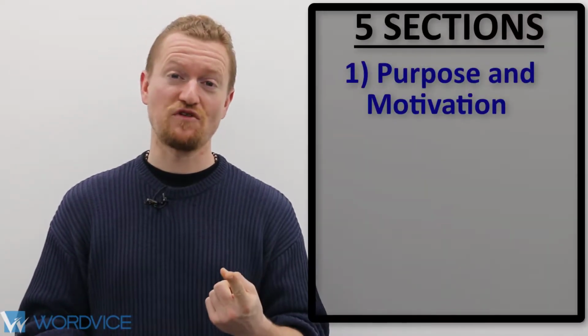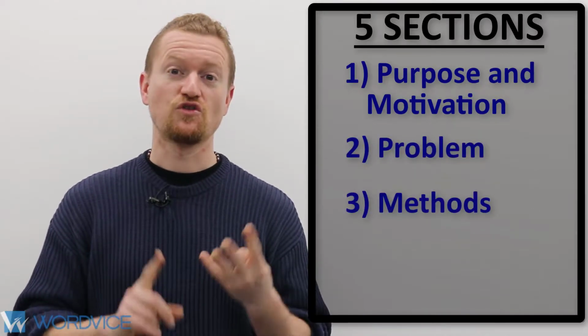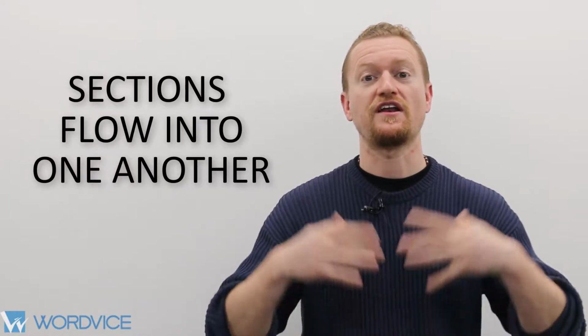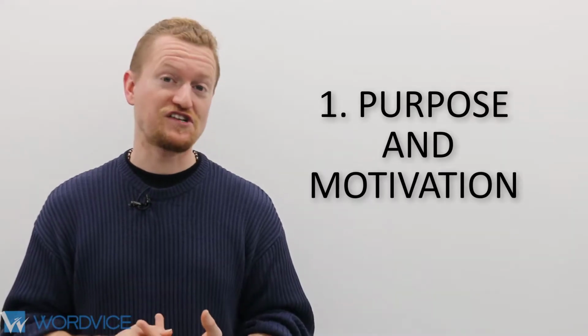Now let's talk about the structure of the abstract. An abstract is essentially a summary of your paper and contains 5 sections. These sections are the purpose and motivation, the problem, the methods you used, the results, and the conclusion. As abstracts are almost always one long paragraph, these sections will flow into each other and create a unified, holistic effect. In section 1, you need to identify the purpose and motivation of your study.